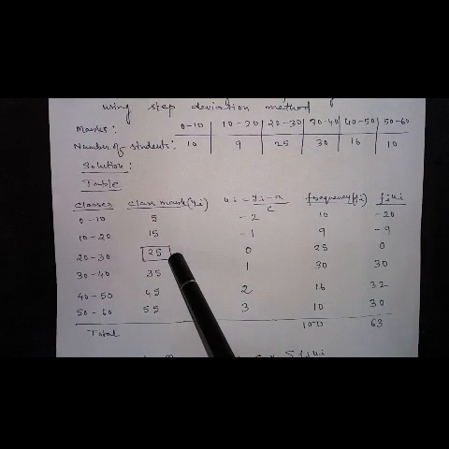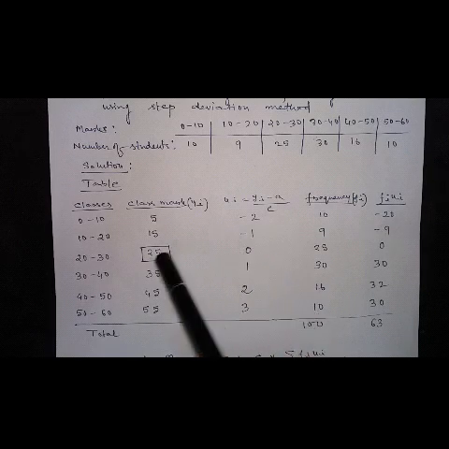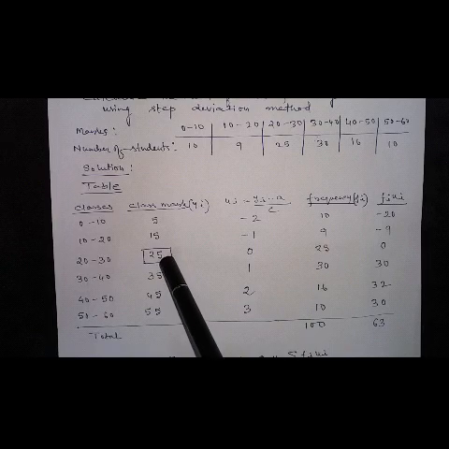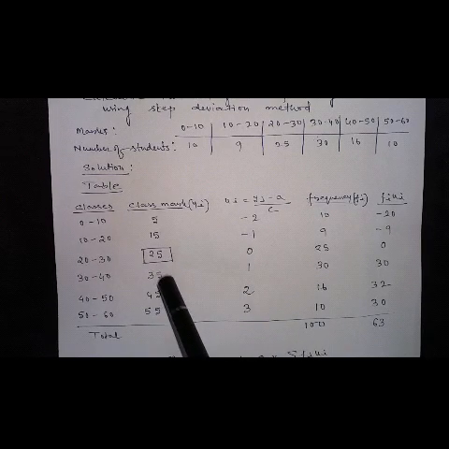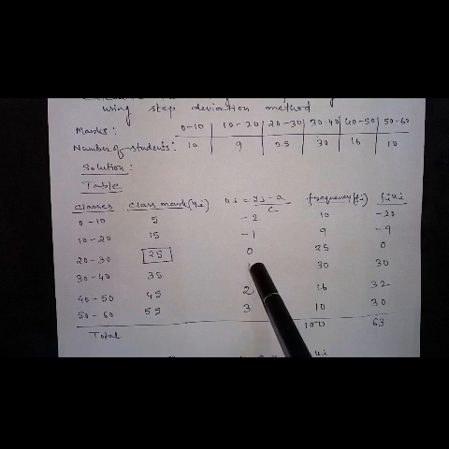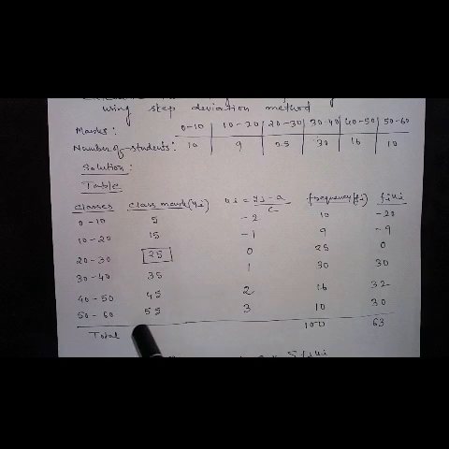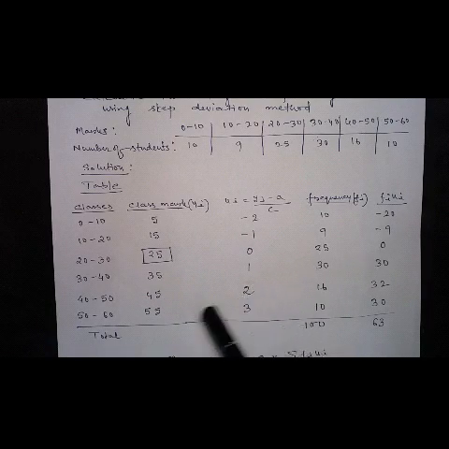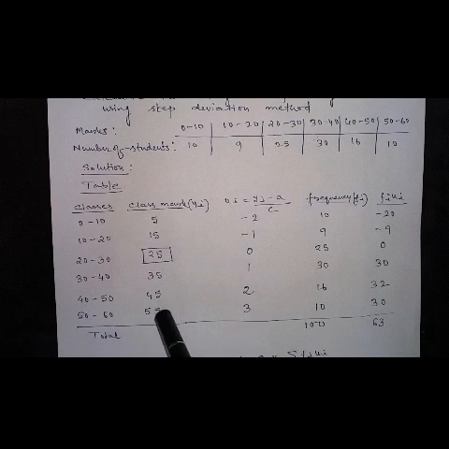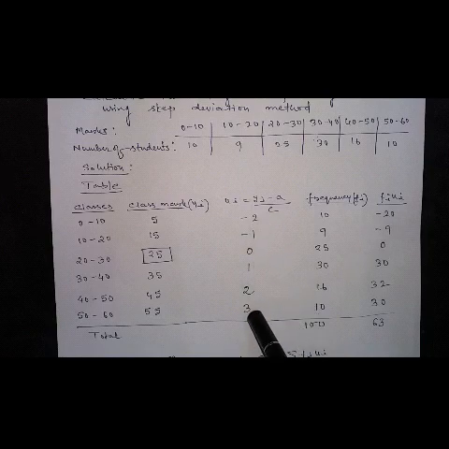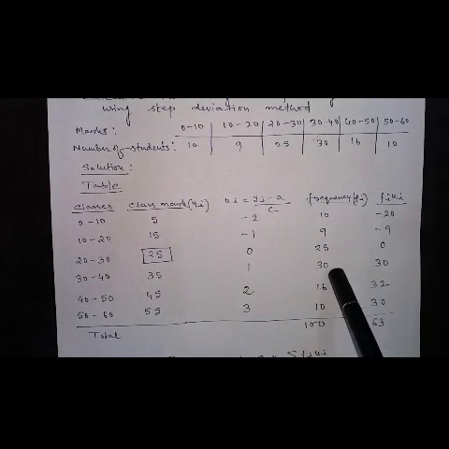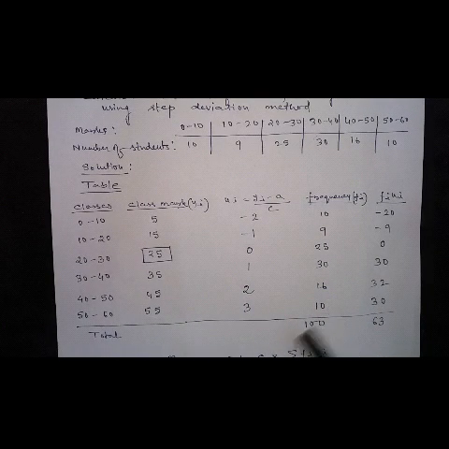15 minus 25, minus 10, divided by 10, minus 1. 25 minus 25, 0 divided by 10, it is coming 0. 35 minus 25, 10 divided by 10, 1. 45 minus 25, it is 20, divided by 10, that is 2. 55 minus 25, that is 30, divided by 10, is 3. So we have got this one. Now frequencies are already 10, 9, 25, 30, 16, 10.